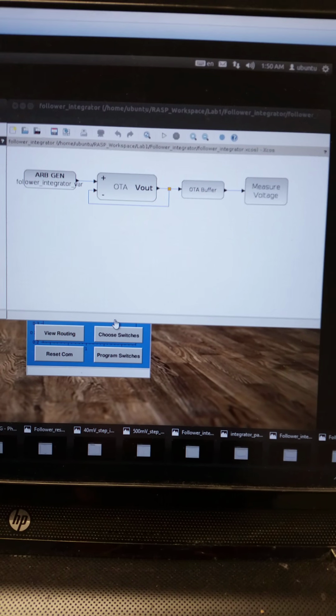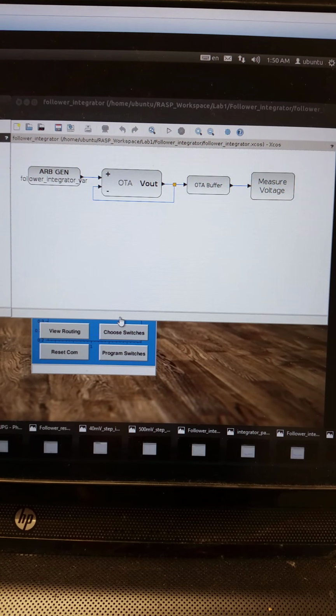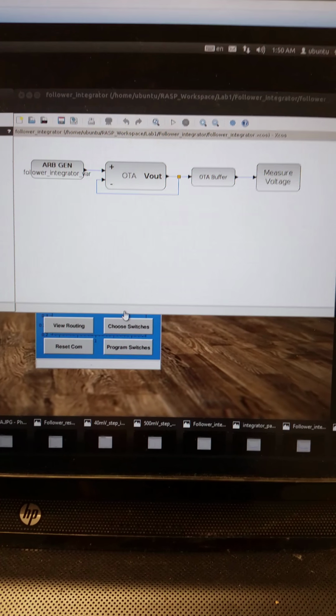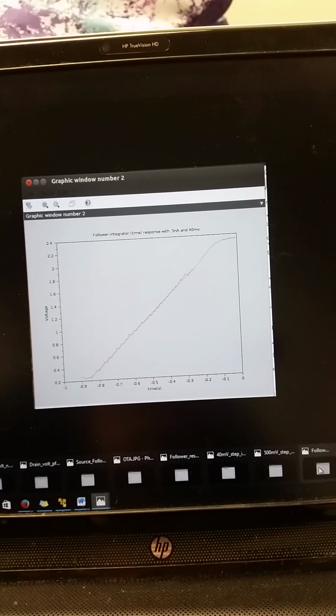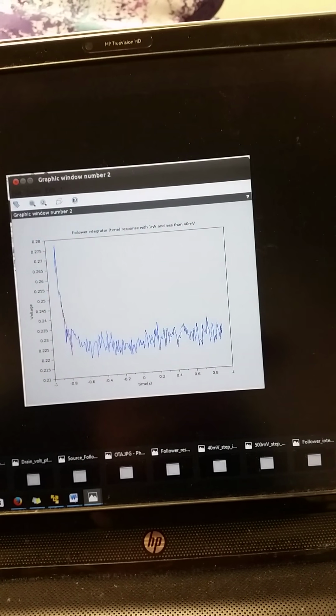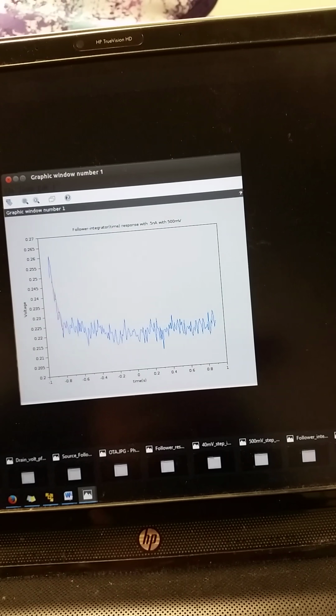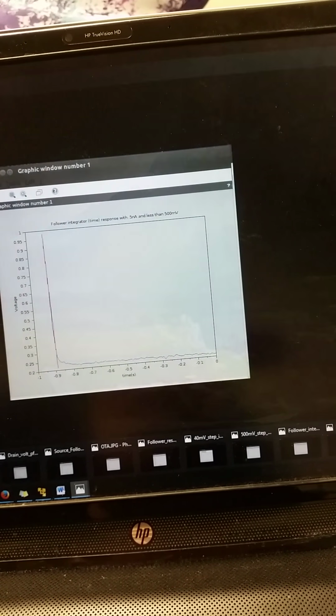And moving on, we have the follower integrator. The follower integrator Simulink is exactly the same as the follower source, except that we have inputs of a 40 millivolt step and a 100 millivolt step. And we also changed the bias current from 0.5 nanoamp to 1 nanoamp. This is 0.5 nanoamp 40 millivolt, 1 nanoamp 40 millivolt, 0.5 nanoamp 100 millivolt, and 1 nanoamp 100 millivolt. And Maggie will explain the rest.